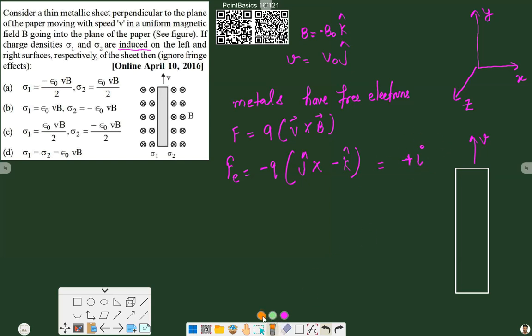So what will they do? They will start depositing on the right side of this metal sheet. All the electrons will start traveling here. So as a whole, the sheet on the right side will develop a negative charge, and as the sheet as a whole is neutral, on the left side we will have a net positive charge.